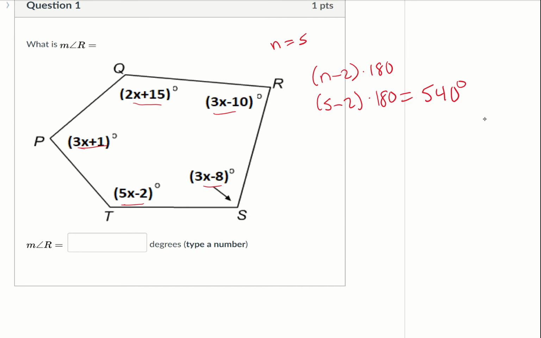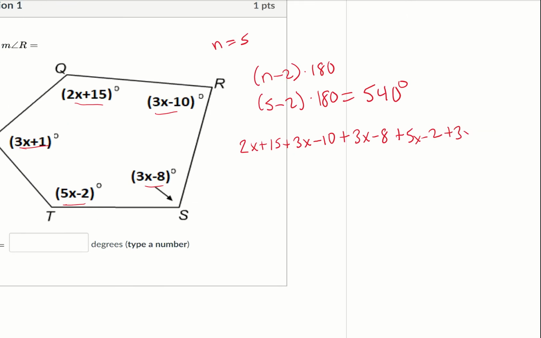So we can set up the equation accordingly, and we have 2x plus 15, plus 3x minus 10, plus 3x minus 8, plus 5x minus 2, plus 3x plus 1 equals 540. All right, so we added up all the angles on the left side and we set it equal to the total of 540 on the right side.